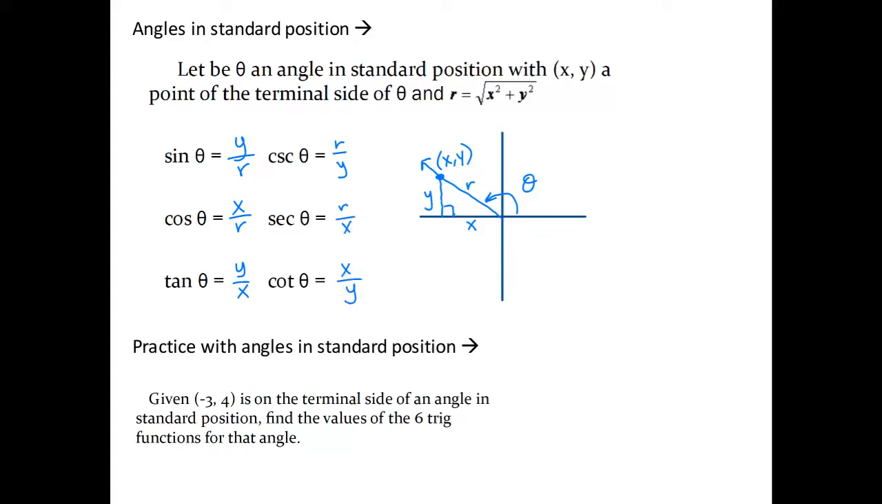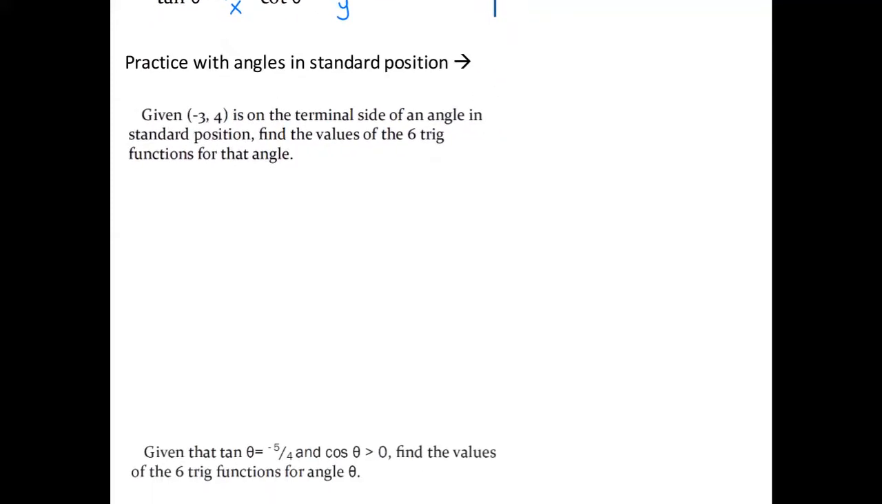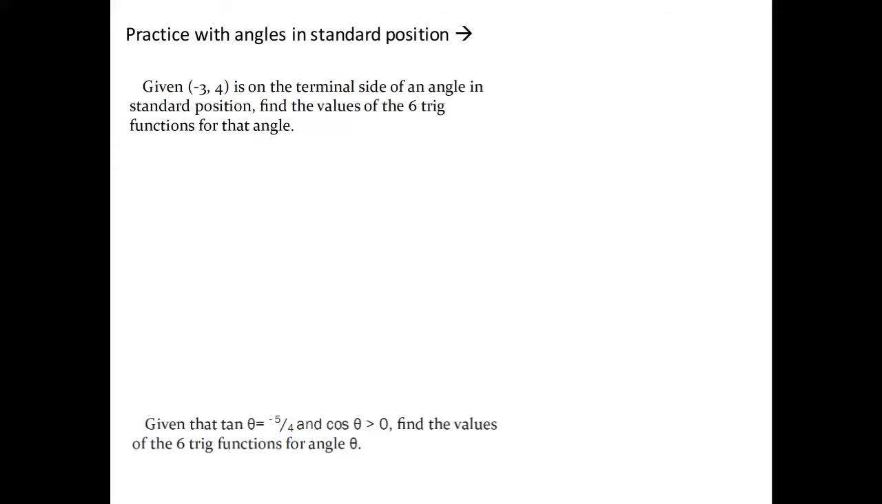So let's take a look at a couple examples of how this is going to work, and then I'll give you some time to practice for today. So the first one says that we're given the point (-3, 4) on the terminal side of our angle theta. And note here that they're telling us it's in standard position. We need to find the values of all 6 trig functions.